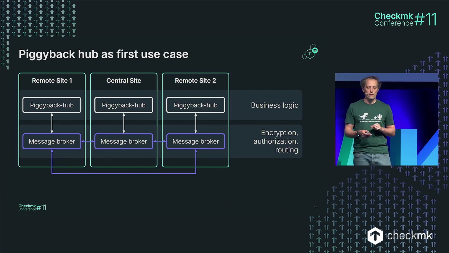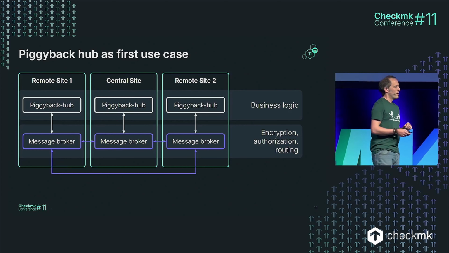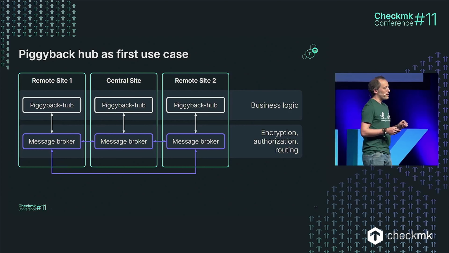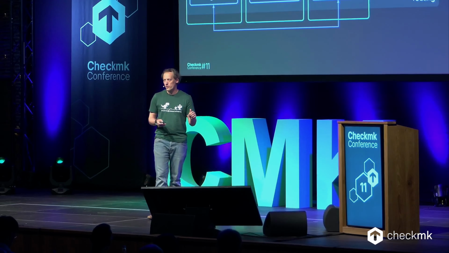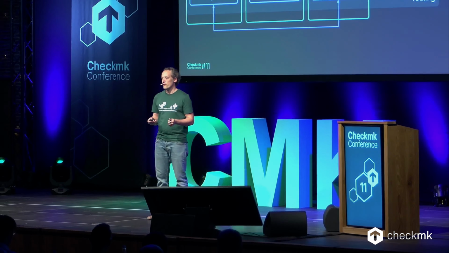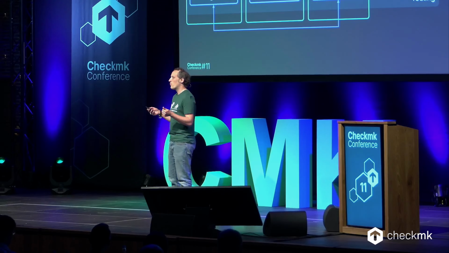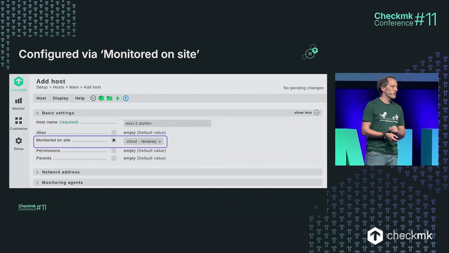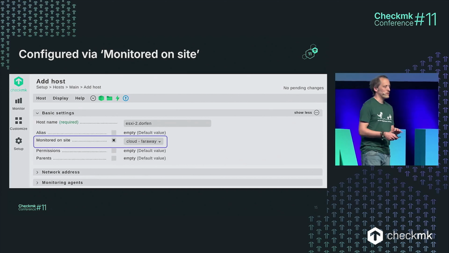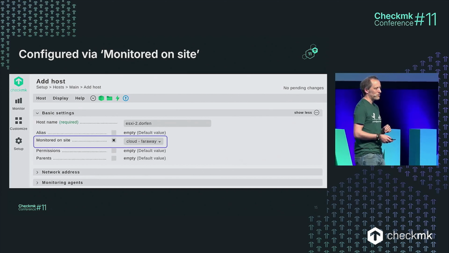Now, what do we have to configure? For the business logic of the Piggyback-hub, there's only one important piece of information. I want to have services for some host, and I need to know where the data needs to go, which site monitors the host. Fortunately, this is already an attribute of any Checkmk host, so you don't really have to configure anything, because we already have that information, and we just make sure that the Piggyback-hub actually gets it. Nothing to do here.